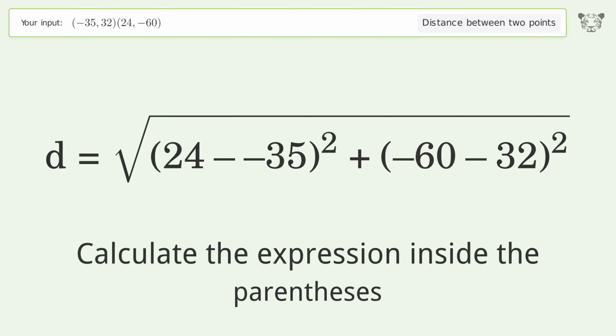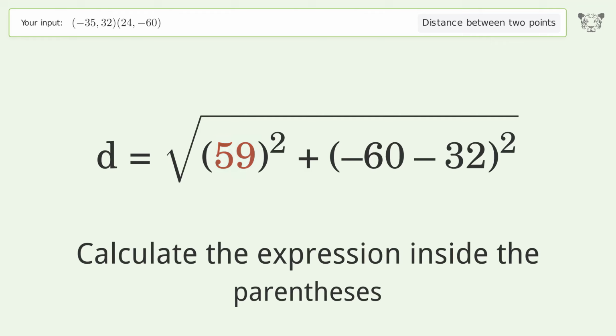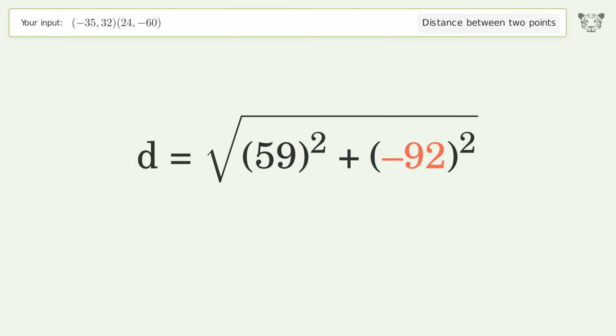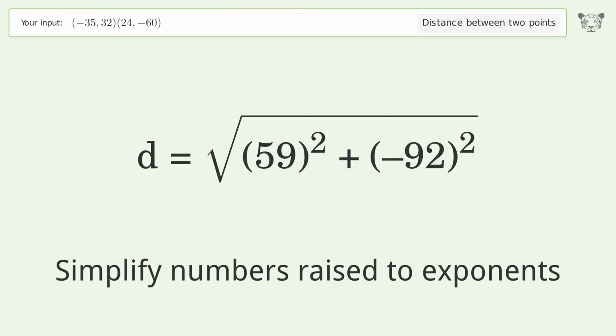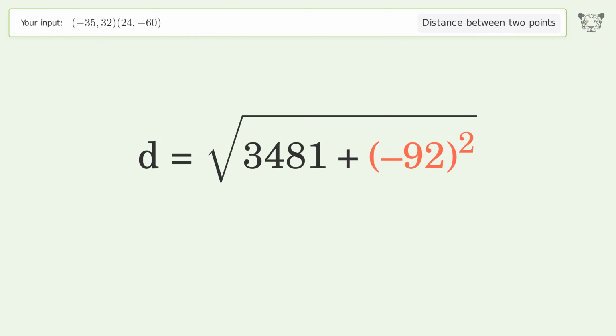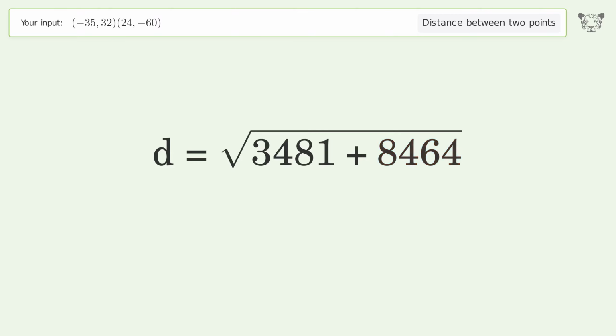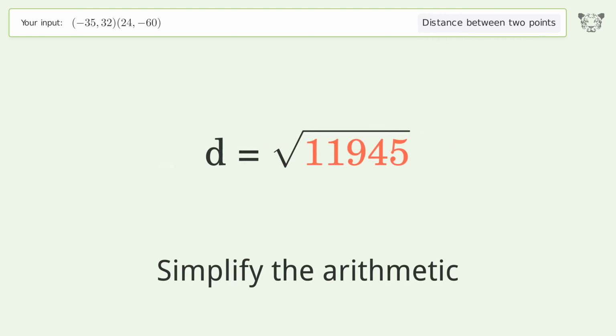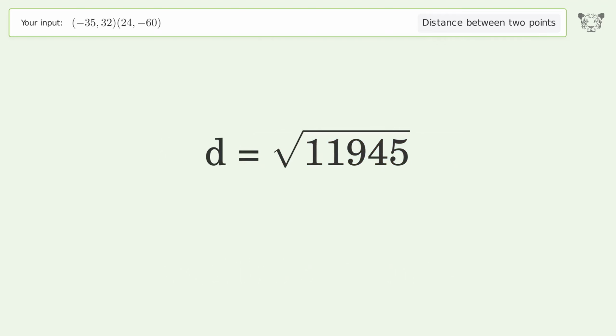Calculate the expression inside the parentheses. Simplify numbers raised to exponents. Simplify the arithmetic. And so the distance between the 2 points is the square root of 11,945 or 109.293.